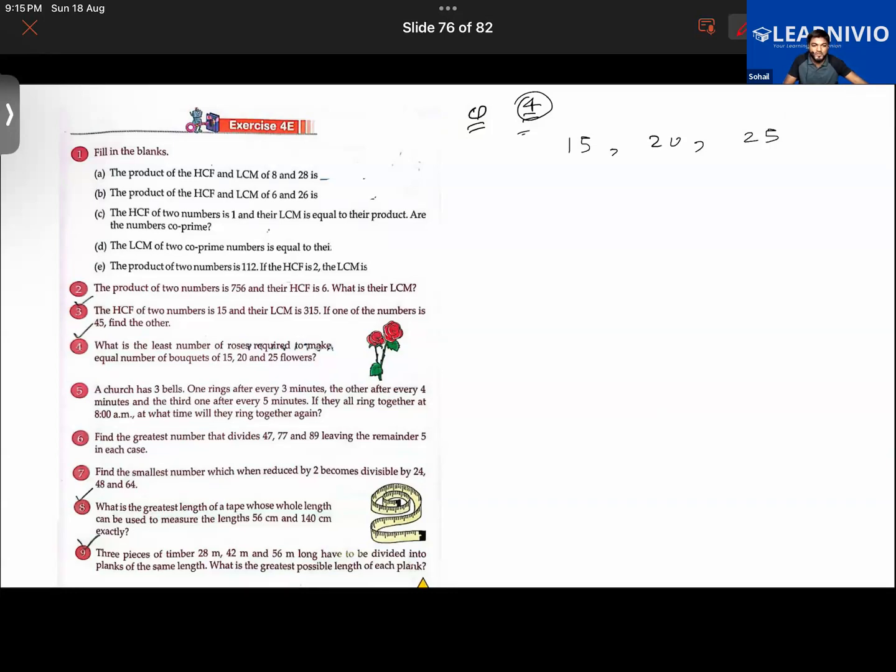So the equal number of bouquets should basically be the least common multiple, the LCM of the given numbers. Getting it? The least number of flowers required to make the equal number of bouquets should be their LCM. Getting it so far? So in this manner, it has to be calculated. Hope you are getting it. Then simply find the LCM, and you will get your answer.